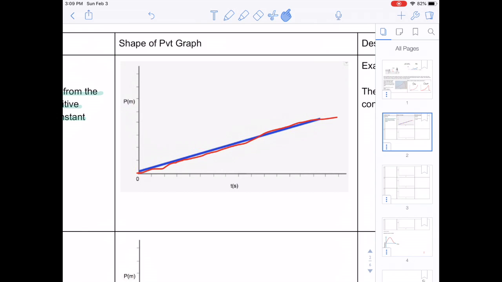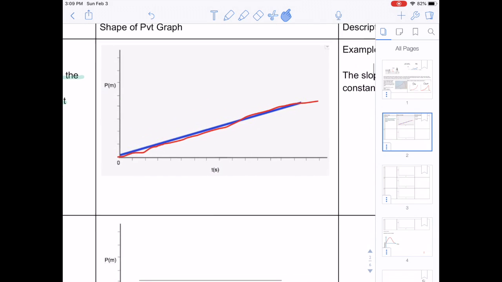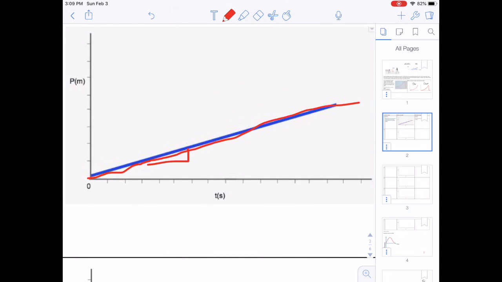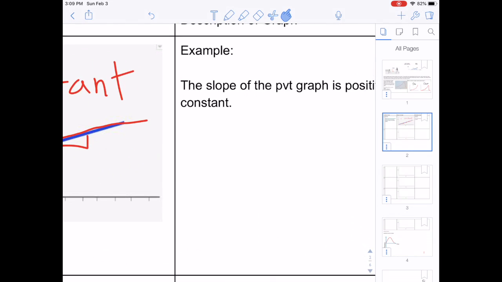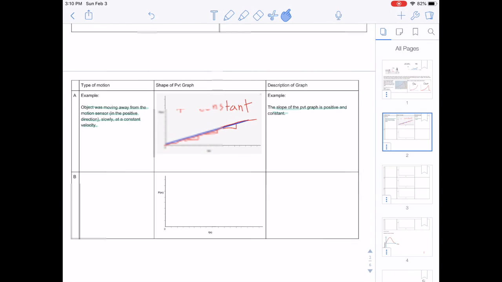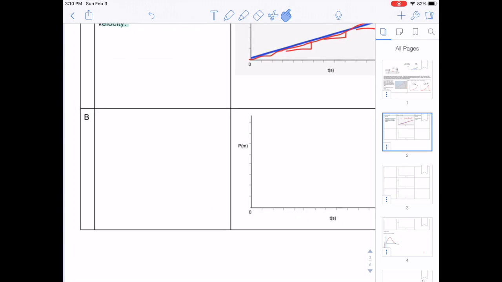And then they needed a description of the graph. Now we can look at this graph and we can see that the slope doesn't change. The slope is constant throughout. We know that the slope is positive, so they're moving away from the motion sensor, and the slope is not changing. So that's what they would write here in this area. The slope of the PVT graph is positive and constant, and that's all you got to do for each one of those. So let's do a different example.